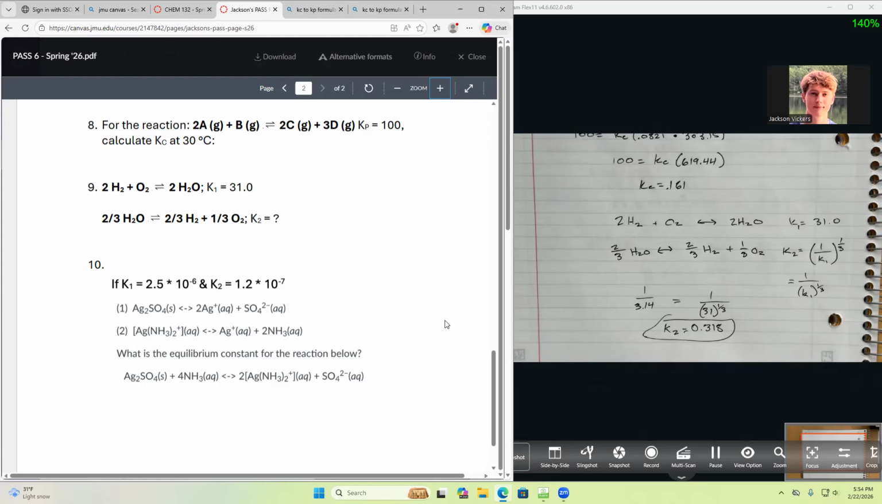And that should make some sense, right? Because even though we divided by the coefficients, we know that the first one was very product favored. 31 is a lot greater than 1. So if something is product favored and we flip the products and reactants, it makes sense that now we have a value less than 1. That means it's reactant favored all of a sudden.